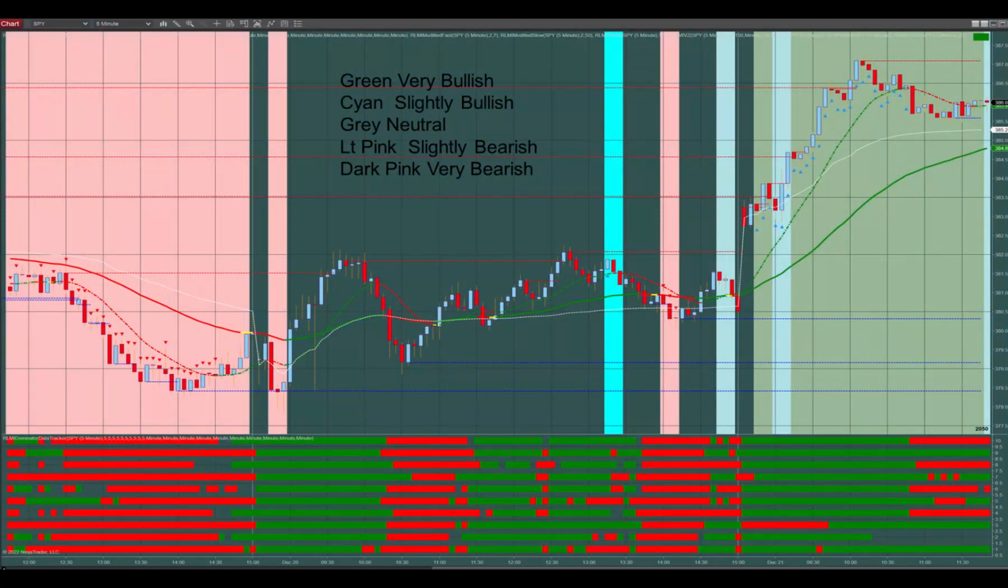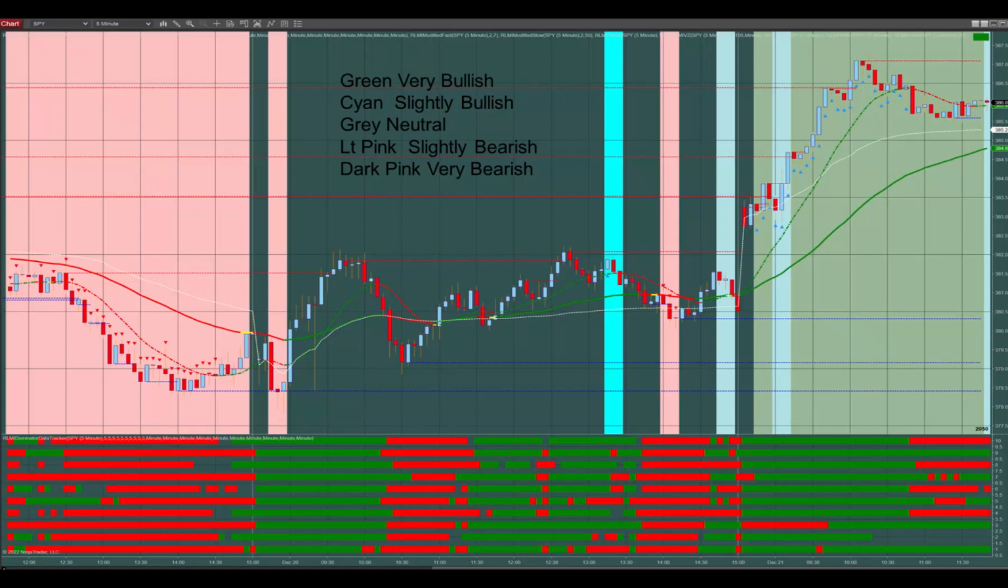Okay, this is just a 5-minute screenshot of the SPY. And I just want to kind of go over the background colors real quick. You have green, which is very bullish, cyan, slightly bullish, gray, which is neutral, light pink, which is slightly bearish, and dark pink, which is very bearish. So when you look at your background colors, you'll notice that you go from transitioning between a neutral market into a slightly bullish market, and then that can transcend into a very bullish market.